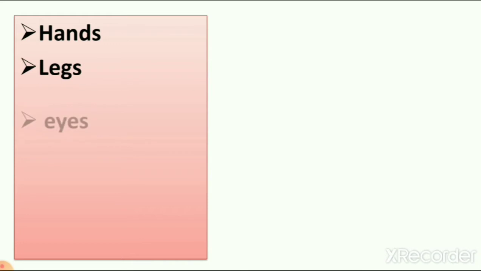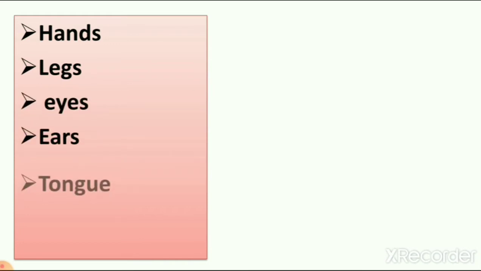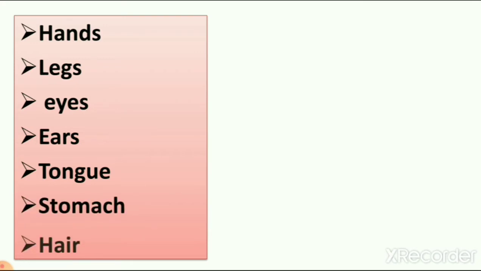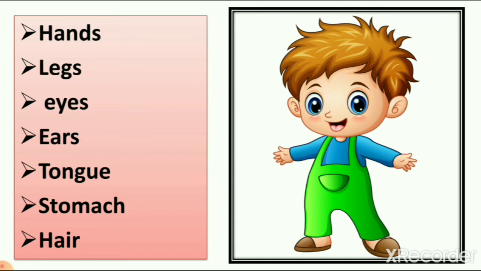Before we start our today's topic, what do we do? We revise our lesson number 7. So in this lesson, first we learn about our different body parts. Which are they? Hands, legs, eyes, ears, tongue, stomach and hair. These all are our body parts. When all these parts join together, they make one structure which we call the body, right? We also have many other body parts, but mostly in this lesson we learn about these body parts.